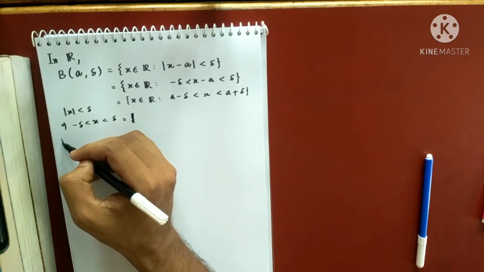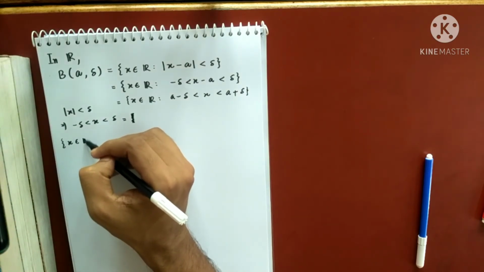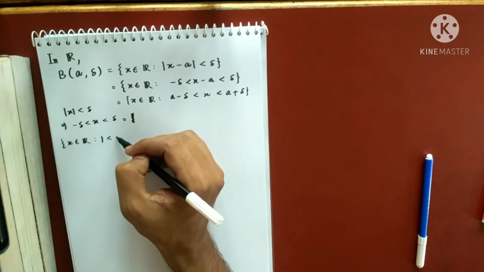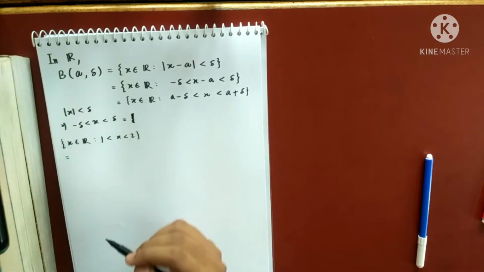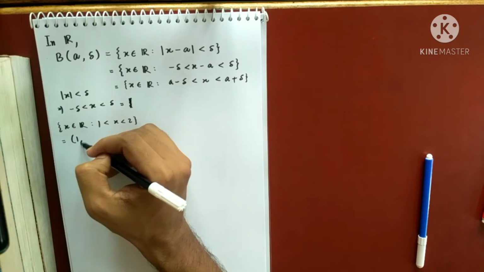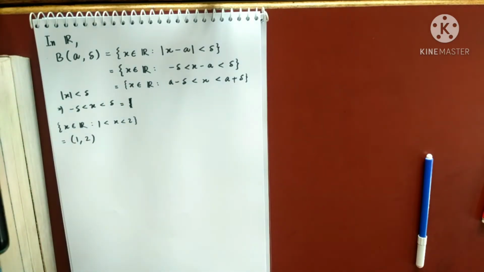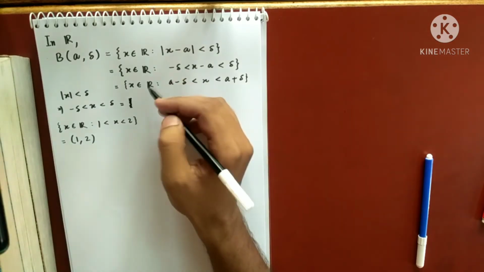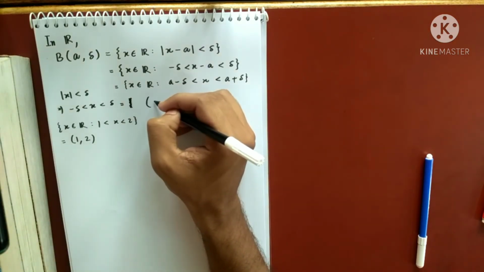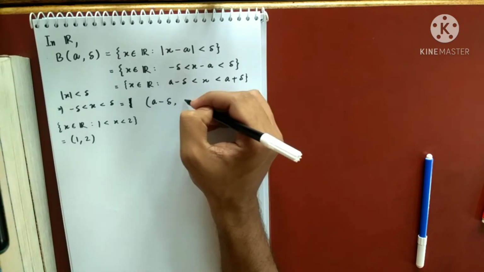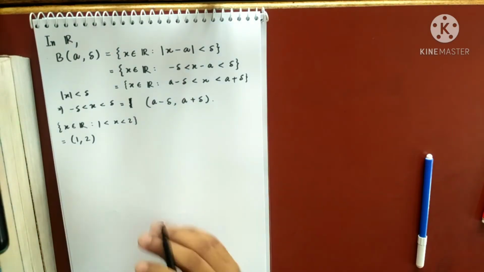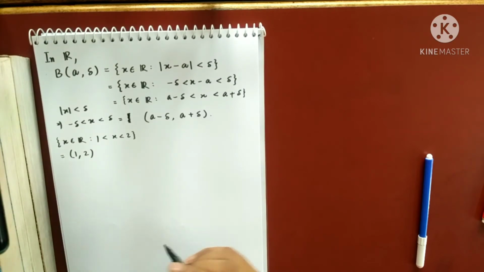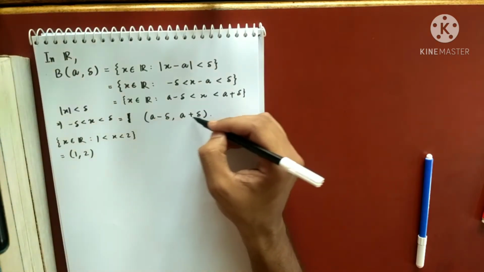Tell me, how do we write this? All those x in R such that 1 less than x less than 2. How do we write this? You write it like this, right? 1 comma 2. It is the collection of all points lying between 1 and 2, the open interval. So this is the open interval a minus delta to a plus delta. So how will the open balls in R look like? They will be like the open interval.